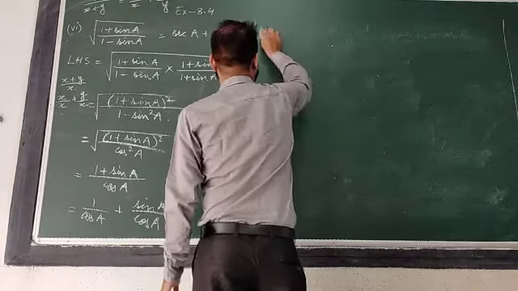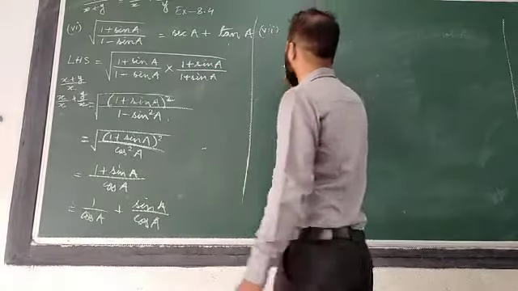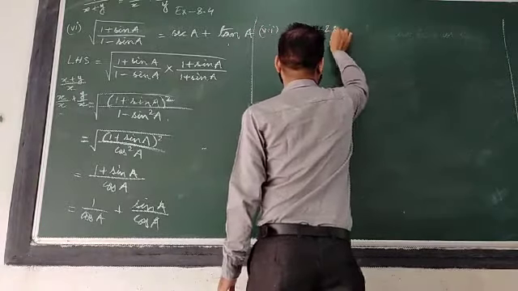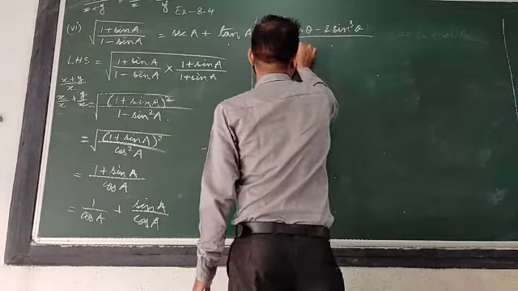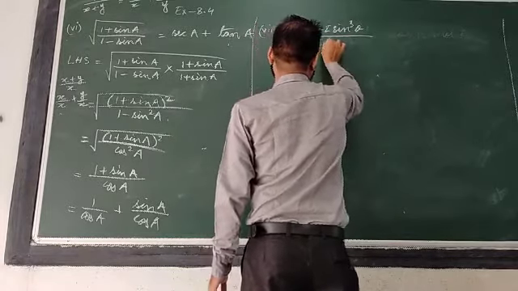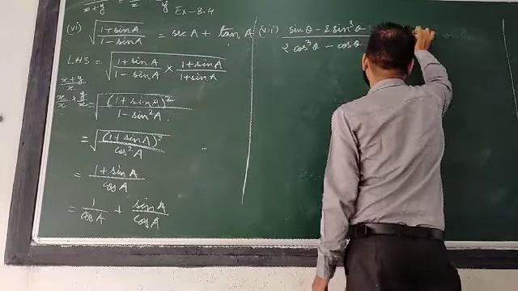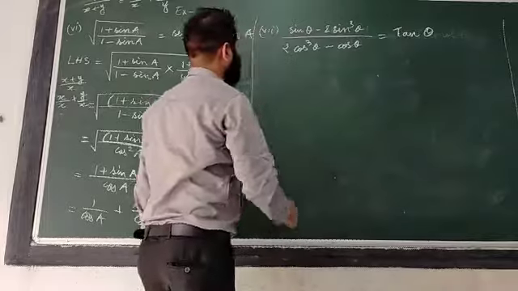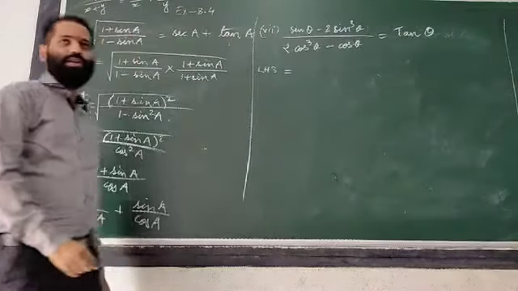Number 7. Sin theta minus 2 sin cube theta, by 2 cos cube theta minus cos theta, equals tan theta. Correct? Yes. Fine. LHS. So write LHS.